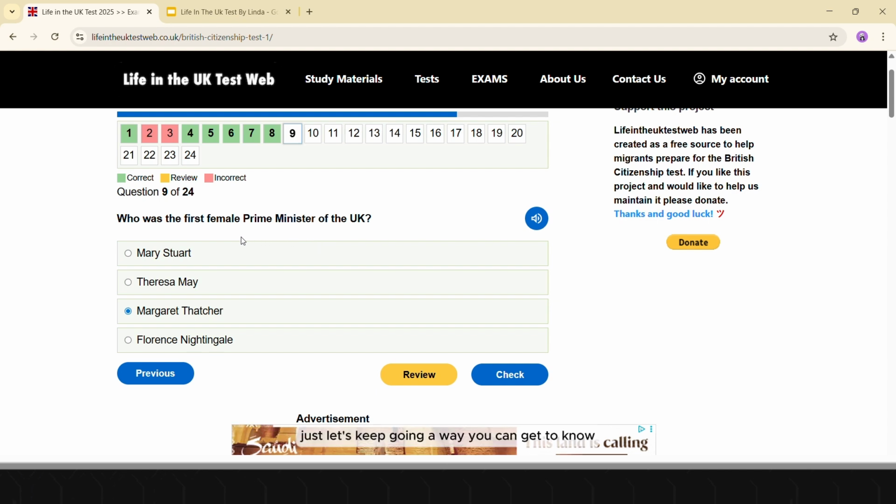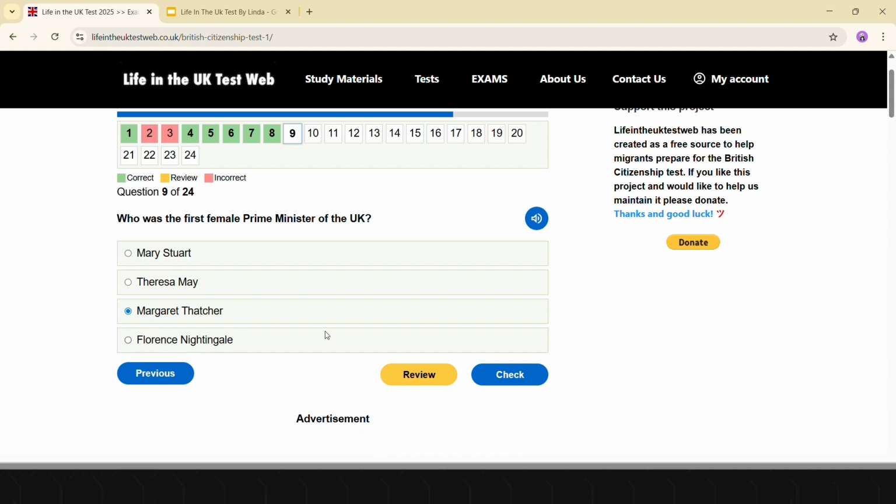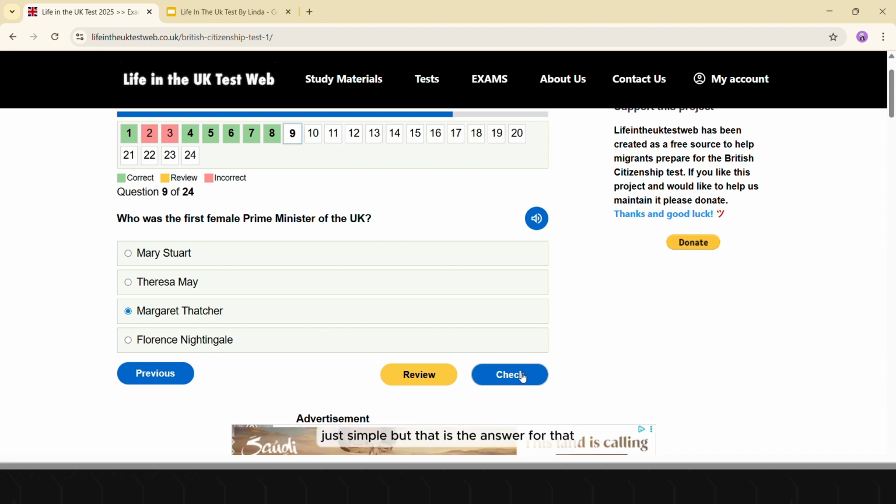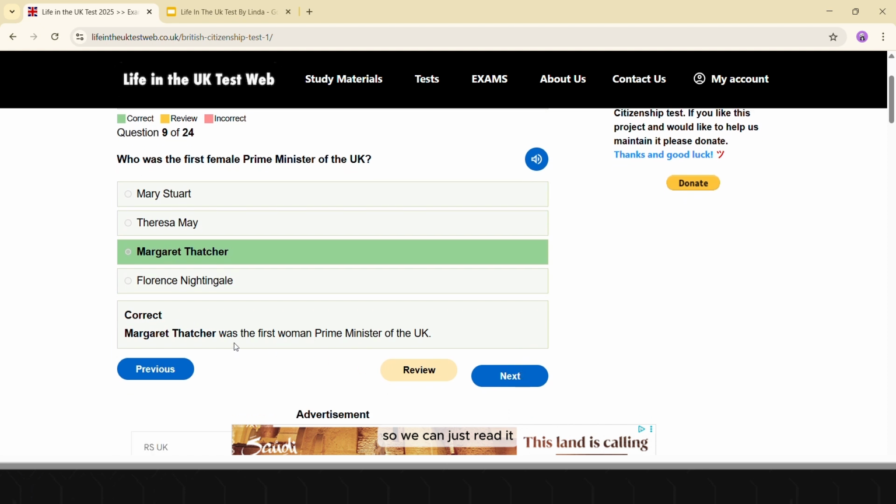Let's keep going. A way you can get to know this: who was the first female prime minister? Just go M for minister, M for Margaret. But then this one has M and M as well, so I don't think that's the way I got to know about this one. Just go M. It's just a way to put it in your memory, but that is the answer for that. So we can just read it.